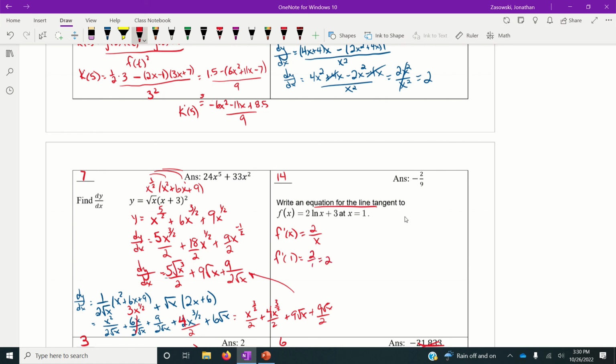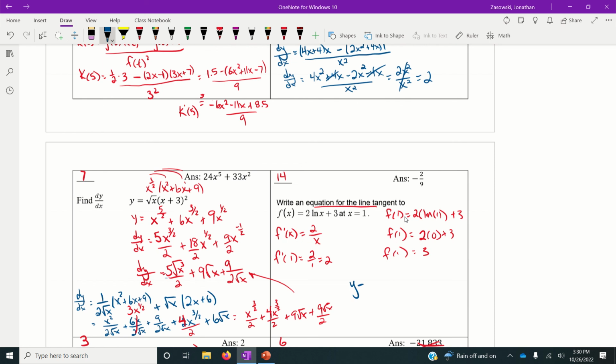If we go back over here, we need to do f of 1, so that's 2 times the natural log of 1, and then plus 3. Now the natural log of 1 is just 0. You can use your calculator for that if you're not sure about that. All right. So this is just 2 times 0 plus 3, and that's just equal to 3. So that's our y value, and now we can state the equation.